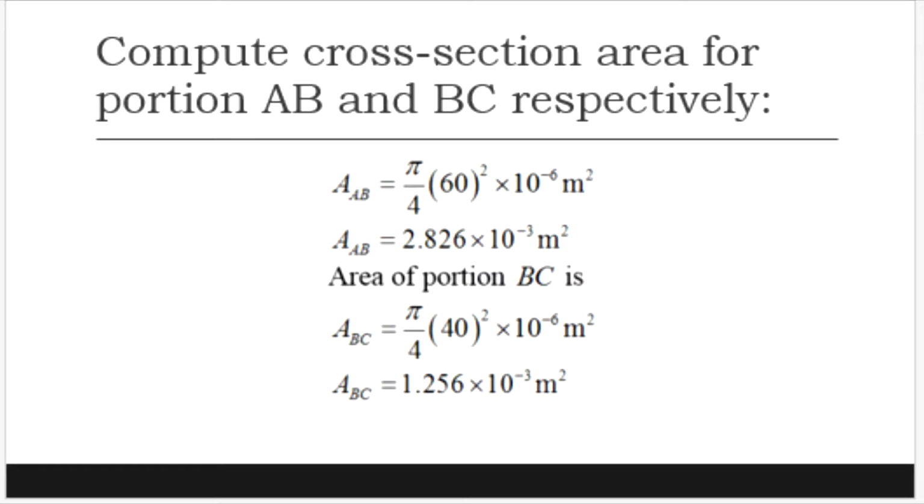So we have portion BC, A_BC, is equal to pi over 4 times 40 squared times 10 to the power of negative 6 meters squared. And we have 1.253 times 10 to the power of negative 3 meters squared.